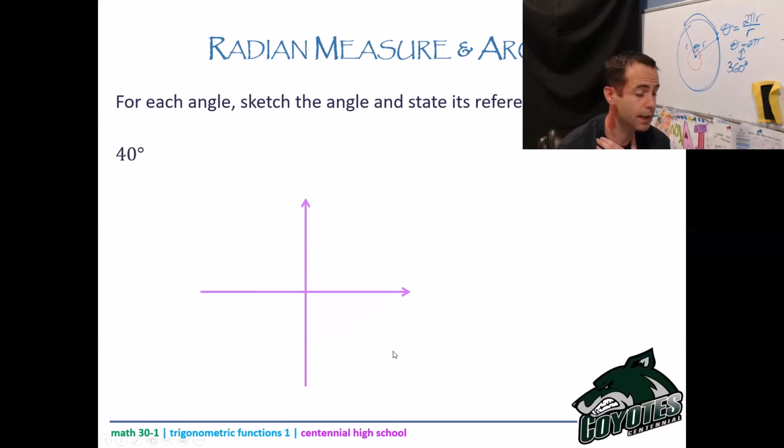Okay, so now you're going to try 40 degrees. So 40 degrees actually ends up in the first quadrant. And the reference angle is the same thing because it's the quickest way back. So in the first quadrant, the reference angle and the angle actually equal each other.